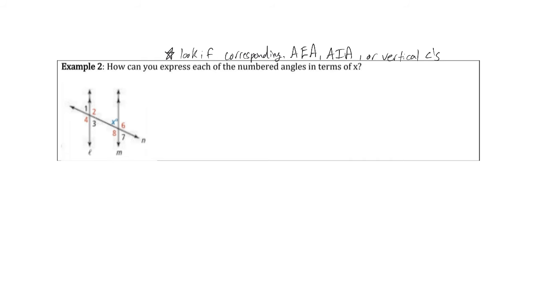Okay, so we should know that corresponding means congruent, alternate exterior means congruent, vertical angles mean congruent, and the same with alternate interior angles. And then also, they could be supplementary. So those are all congruent ones.